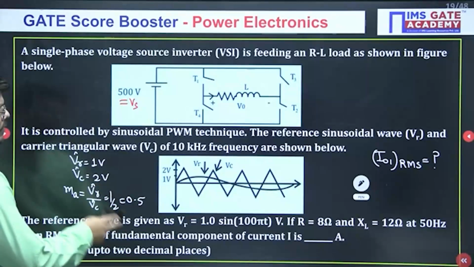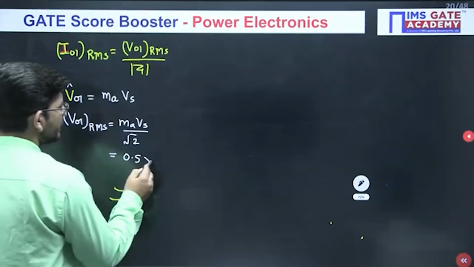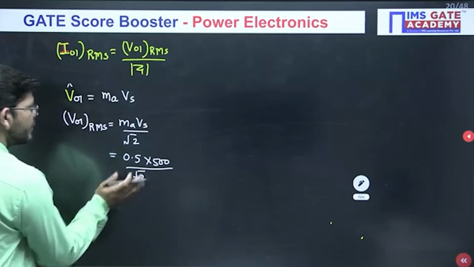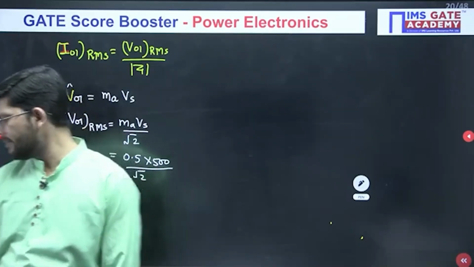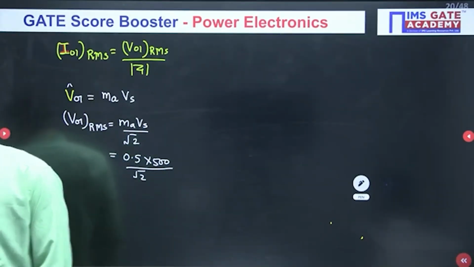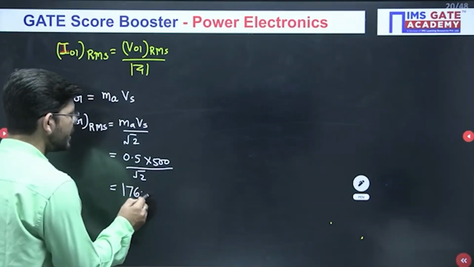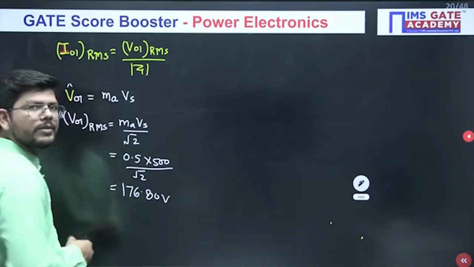Okay, and what is the value of Vs? 500. When divided by root 2, it will give how much? So the value that I am having is 176.80. Okay, so 176.80 volt. This will be the RMS voltage.